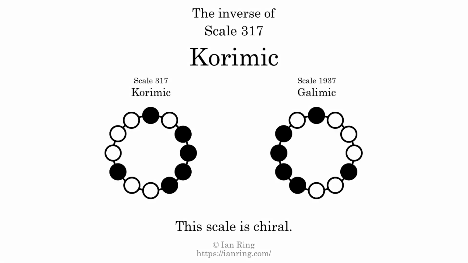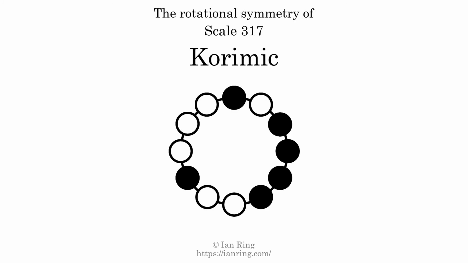The inverse of a scale is a mirror image. It is what you get when the sequence of intervals is reversed. The inverse of this scale is scale 1937, also known as Korimic. This scale is chiral. It cannot transform into its inverse by rotational transformation. This scale has no rotational symmetry.